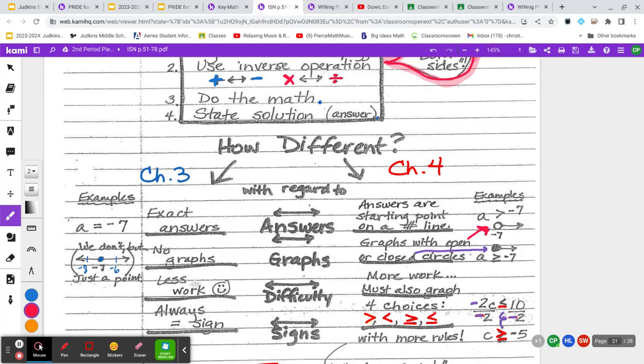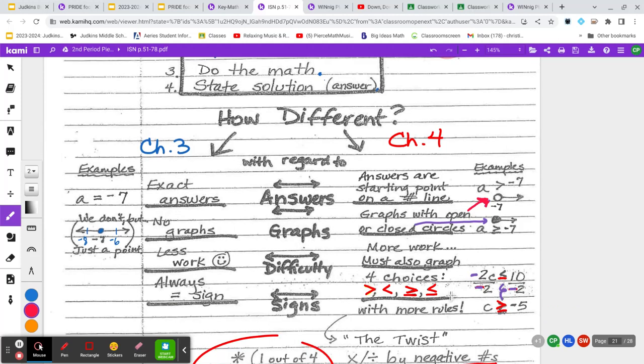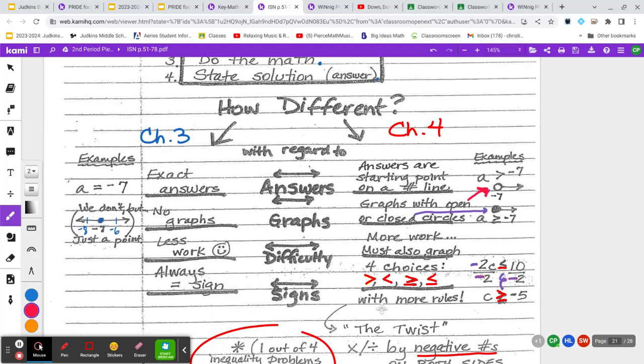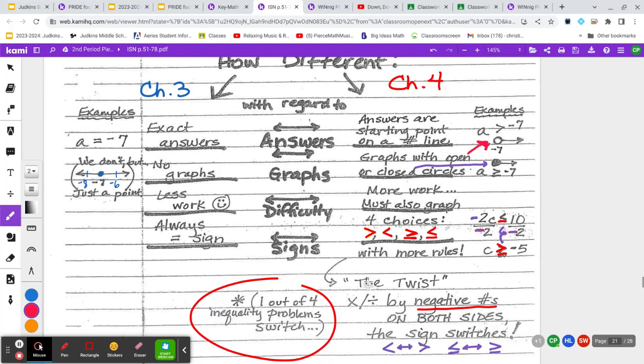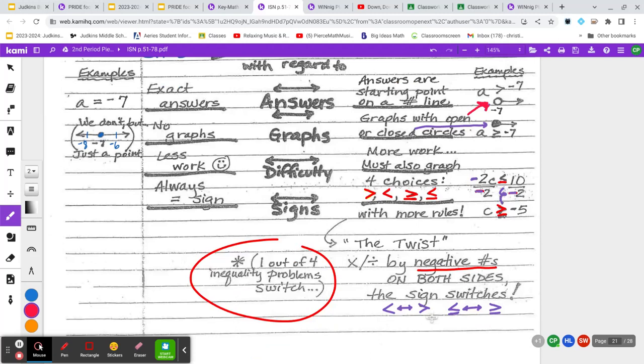Difficulty level, this has less work. You didn't have to graph, but we did the formal checks. This has a little bit work. And these are the 4 symbols. This is the one thing with more rules. I've nicknamed this extra rule the twist. If ever you multiply or divide on both sides by a negative number, the inequality sign flips to the opposite. So less than will turn to greater than, greater than will turn to less than. Less than or equal to turns to greater than or equal to, greater than or equal to turns to less than or equal to. It's just an anomaly. It's just weird.